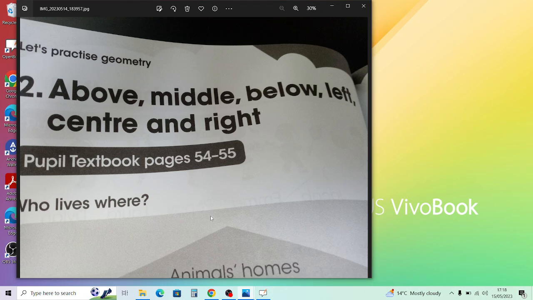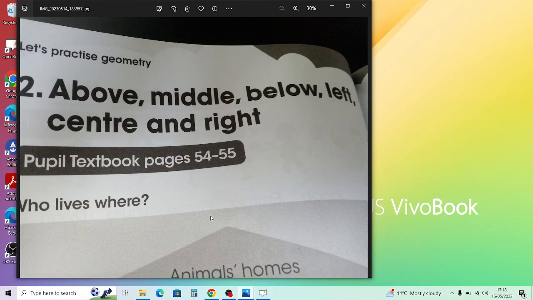Question 2. So part 2: above, middle, below, left, center, and right. So they give you an animal's house with 12 objects in there, 12 animals there. And question 1 is the shaded square shows where the animal lives, which animal lives there. So which of those? So that would be cockerel, and so on and so forth. And you need to circle the correct answer. Question 2, color the box where the animal lives. So for the duck, where is the duck? Okay, so that would be second from bottom and on the right hand side.